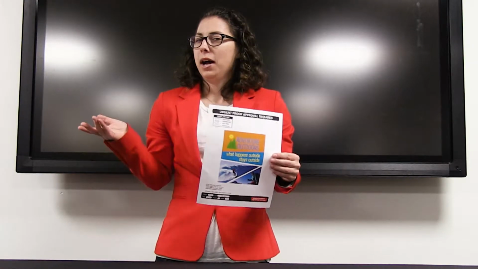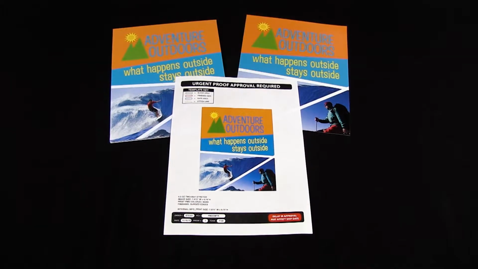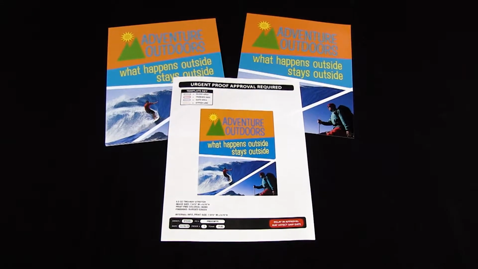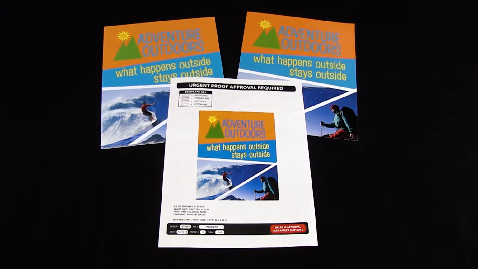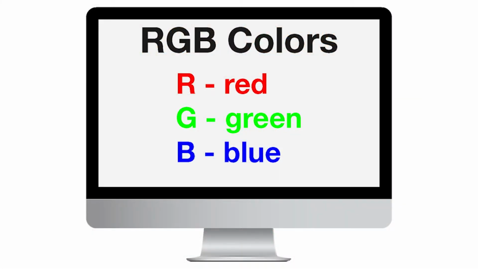You're probably wondering, why aren't they an accurate representation? Well, the coloring of the proof will be close but not spot on. It will never be spot on for a variety of reasons. First, the screen you're viewing the proof on displays content in RGB, red, green, blue, and not CMYK. This means the colors will look different because they are made of red, green, and blue, and not CMYK.